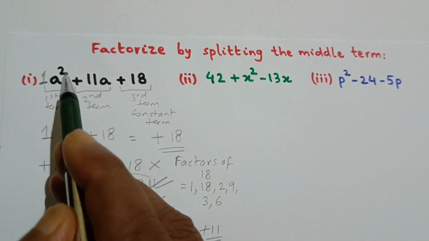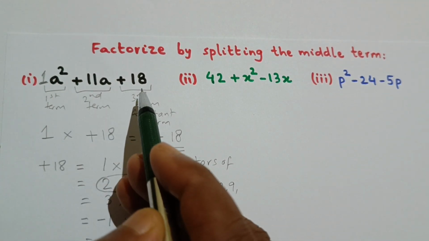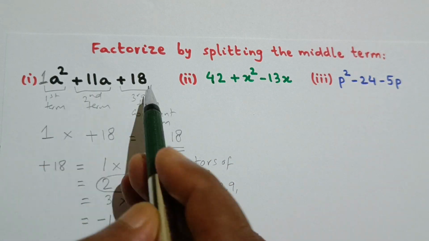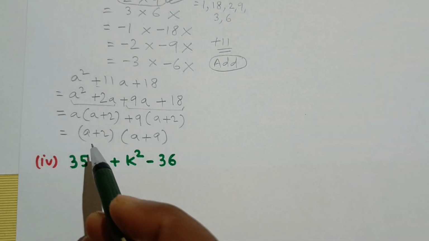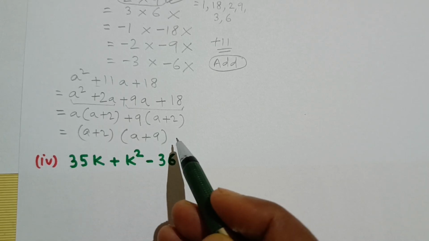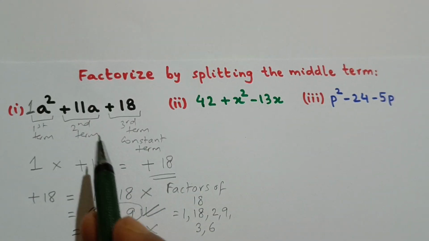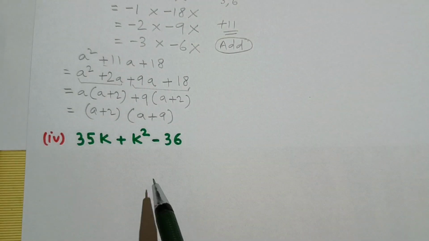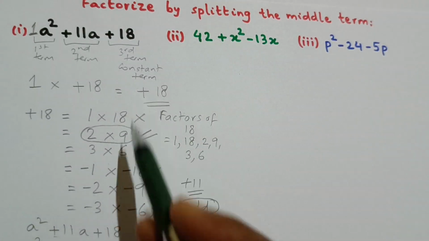So a square plus 11a plus 18, when I factorize this quadratic polynomial by splitting the middle term, the answer I am getting is a plus 2 into a plus 9. So this is the answer for question number 1. And now let us do the remaining questions by following the same method.